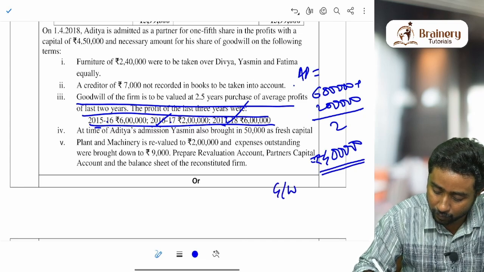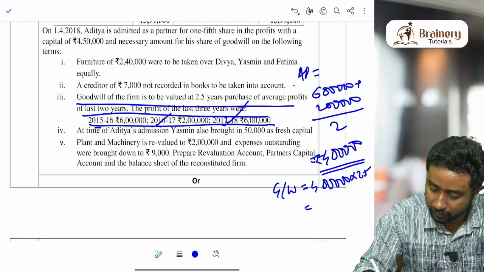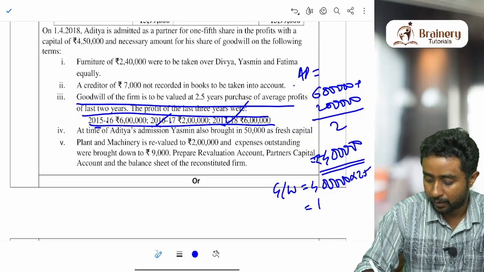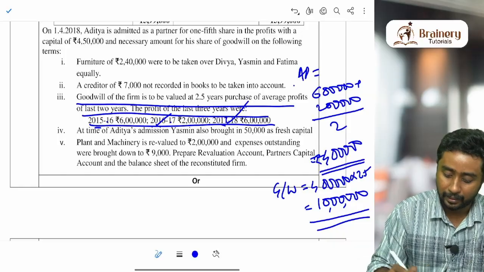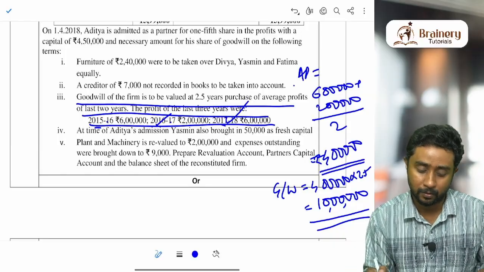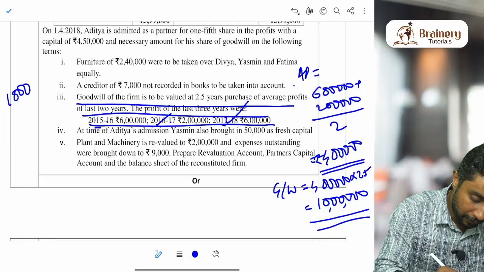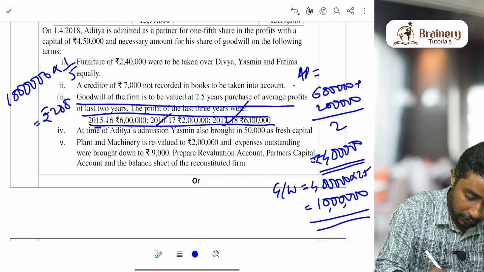We need to find out the goodwill of the firm. So 4 lakh into the number of years' purchase, 2.5, which is 10 lakhs. 10 lakh is the amount. Is it the amount that Aditya has to bring? No. 10 lakh is the total goodwill. We need to find out Aditya's share, that is 1/5. So Aditya will bring 2 lakhs.